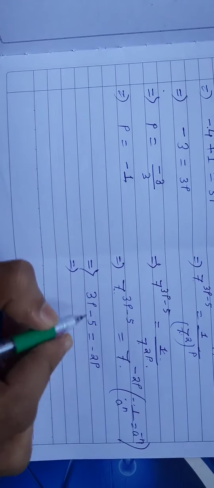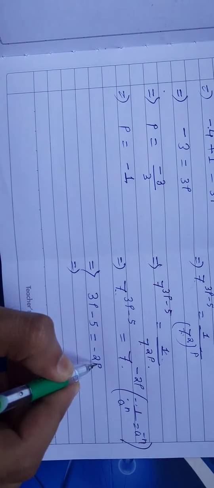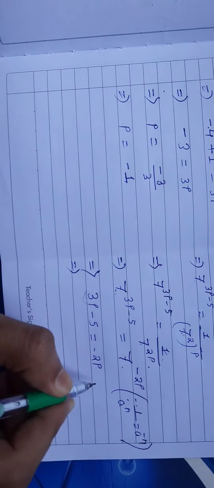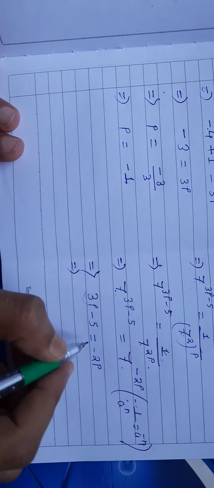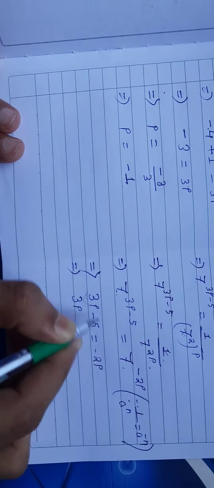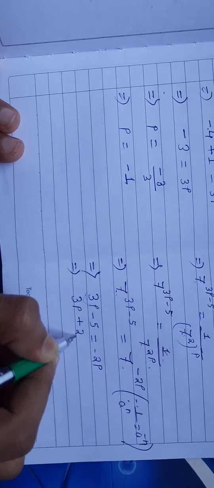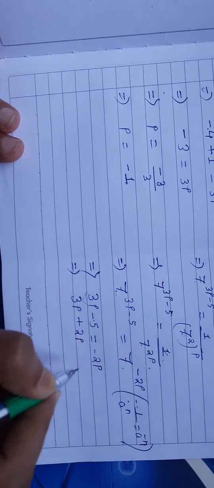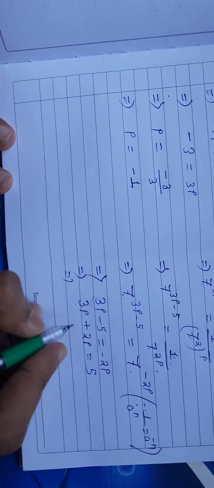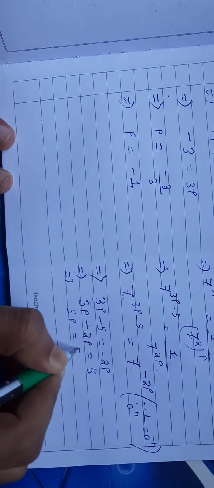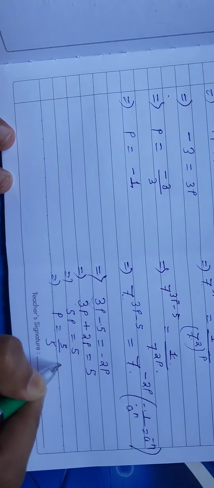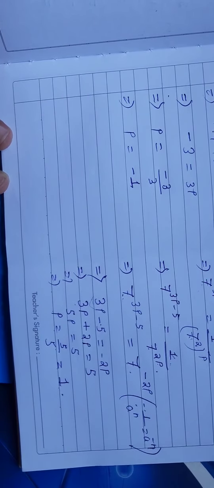Which implies, now this 2p, if I shift it to the left hand side, or either I can shift 3p also to the right hand side, anyway, let's say 3p and 2p I have shifted to the left hand side, so this minus will become plus, so plus 2p. This 5 on the left hand side will be shifted to the right hand side, so minus will become plus, so it will become plus 5. So 3p plus 2p, it is 5p equals 5, which implies p equals 5 divided by 5, which is equal to 1.